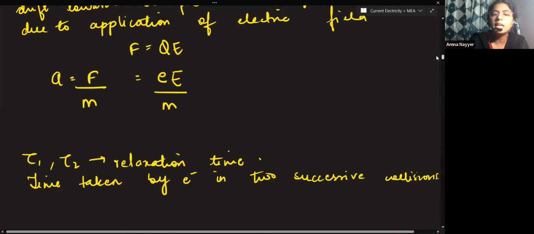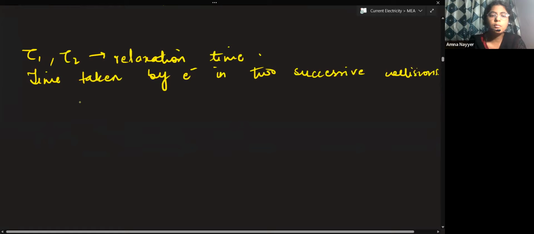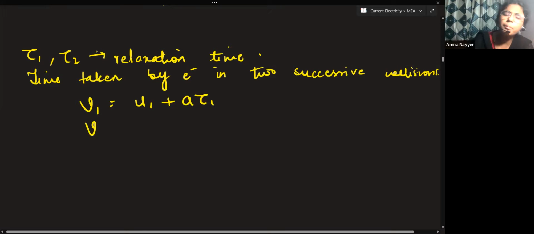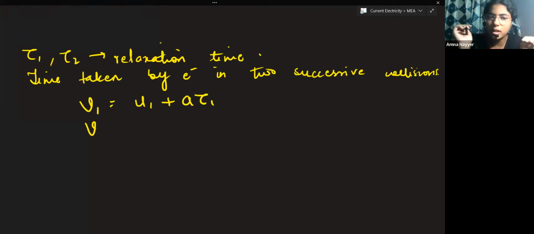So let's write the final velocities. Final velocity will be what? V1 will be U1 plus A tau 1. We represent relaxation time with this symbol tau. Basically, it's time only. Whatever things you are aware of for time are valid for relaxation time. So tau 1, tau 2 are the relaxation times. Time taken by electrons in two successive collisions is known as relaxation time. Don't get confused by the symbol tau being used for torque. Remember that the symbol is valid for relaxation time, and all the properties you have studied for time, SI unit is second, you can use for it also.